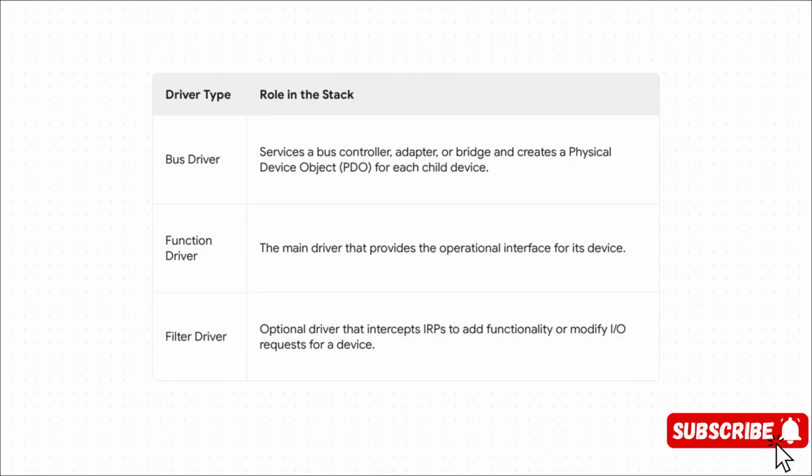All right, so here's how that team is set up. Down at the very bottom, you've got the bus driver. This guy is the manager of the physical connection, the USB port itself, for example. Its main job is to notice when new devices are plugged in and tell the system, hey, we've got a new arrival. Now, the star of the show is the function driver. This is the main driver for your device. It knows everything about it, all of its unique features. And then you have the filter drivers. These are optional, but they're super powerful. They can sit above or below that function driver to add new features, like maybe extra security scanning for a USB drive, or to just change how the device behaves.